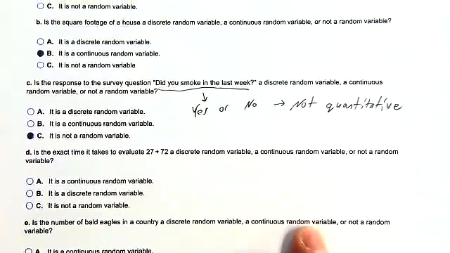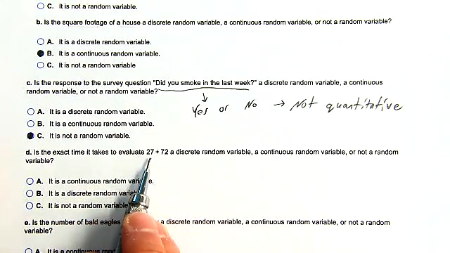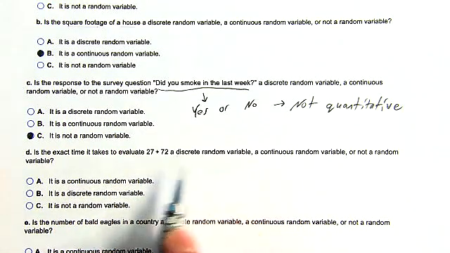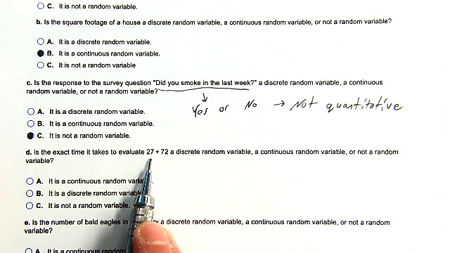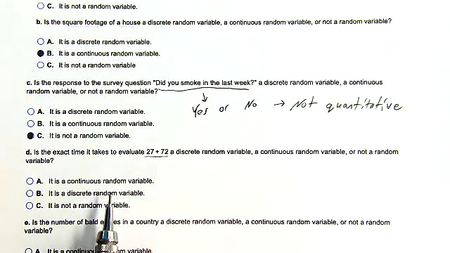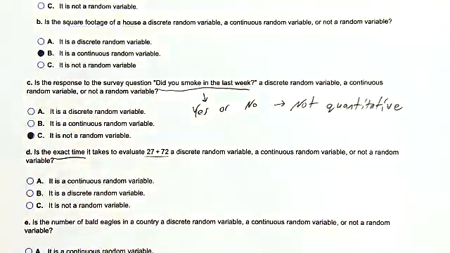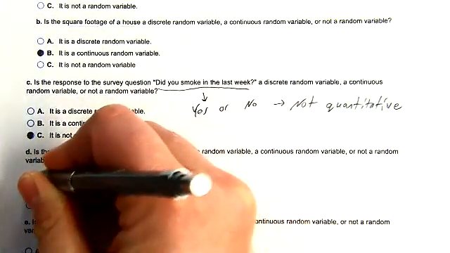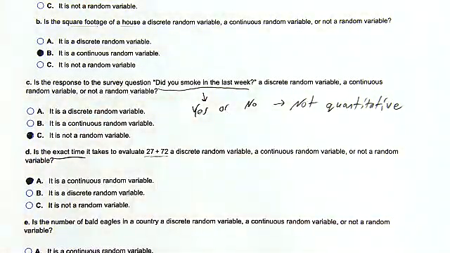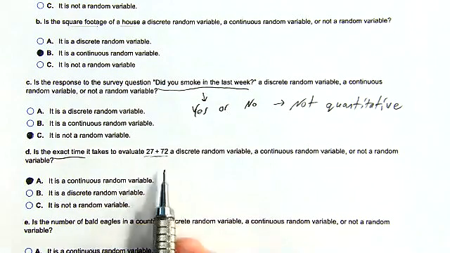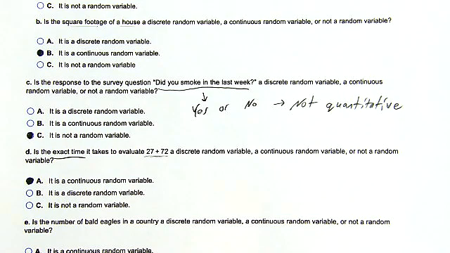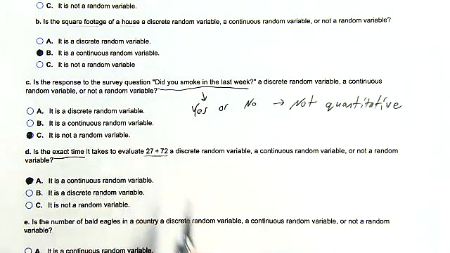Okay, D is the exact time it takes to evaluate 27 plus 72 as a discrete random variable. So this question is asking if I get out a stopwatch and measure each student's time it takes to solve this addition problem, what kind of times would I get? Well, again, I already argued this. Times tend to show up as continuous because I can really parse it out to the tenth of a second, the thousandth of a second, a millionth of a second. It depends on how accurate I want to be. So far all of them are continuous or not even a random variable.